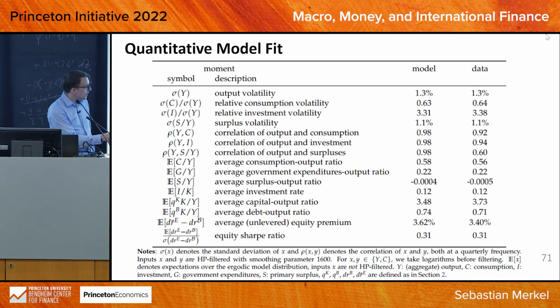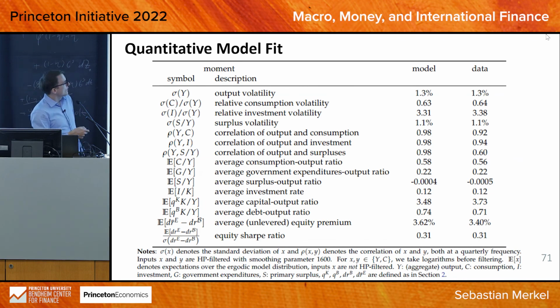So therefore, we match the equity premium, we match the Sharpe ratio. So we have at least some confidence that this model gives us some reasonable aggregate risk pricing. We can't talk about the idiosyncratic risk pricing, but the hope is that if the preferences are not completely misspecified, those two should be related.